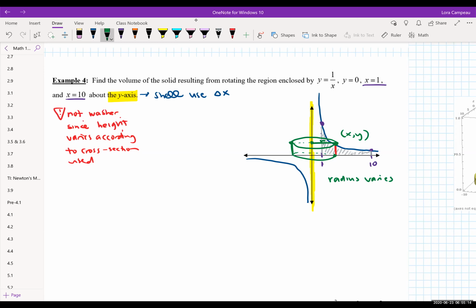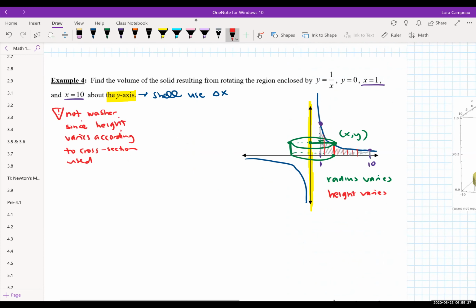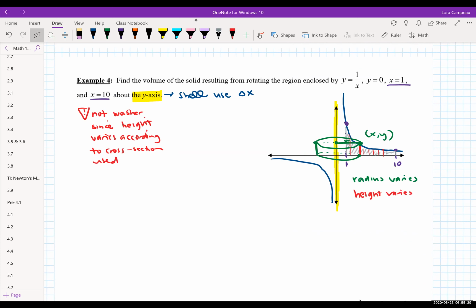It's kind of like a checklist I make with myself. The radius varies, and depending on where you draw your cross-section, you can see the height will change according to where it's located. So the height varies. Sometimes you know you're going to use shells just because you can picture the solid, or you can draw a cross-section and then draw another one and compare your radius and height, which helps a lot. So the radius varies, the height varies. It's the justification. We're going to use the shell.